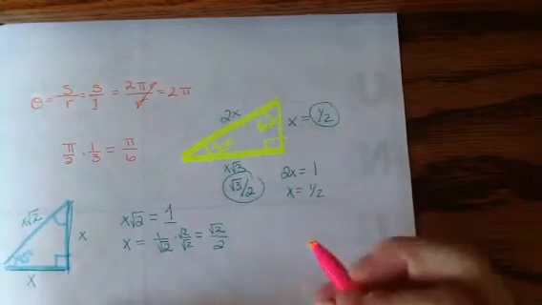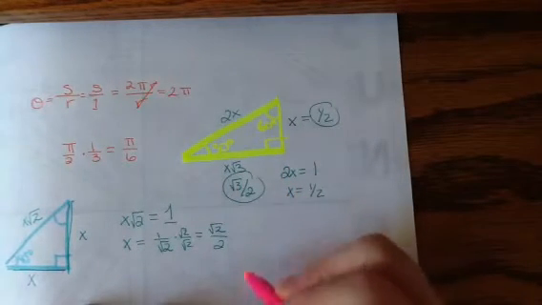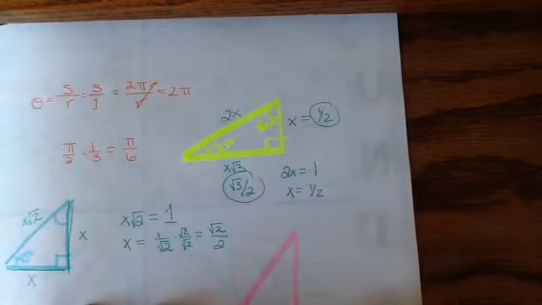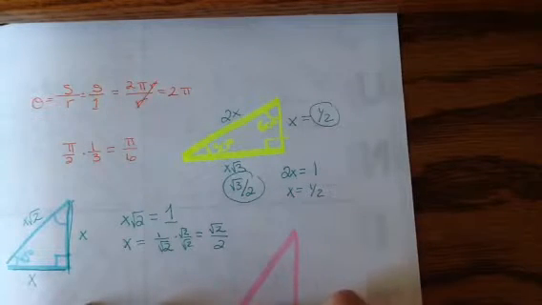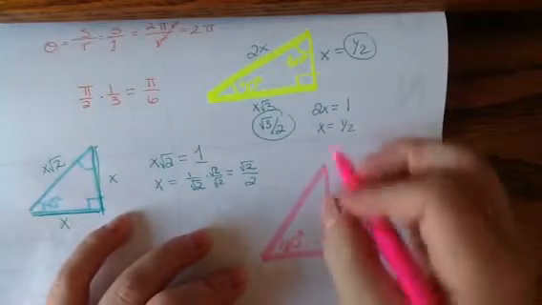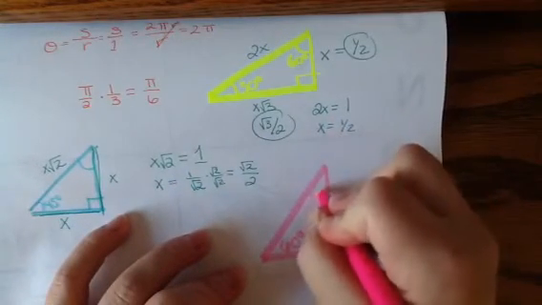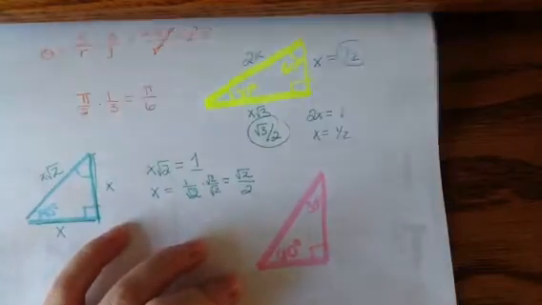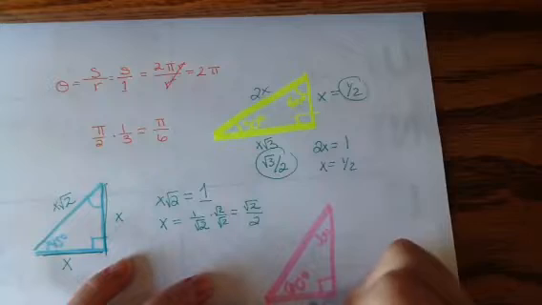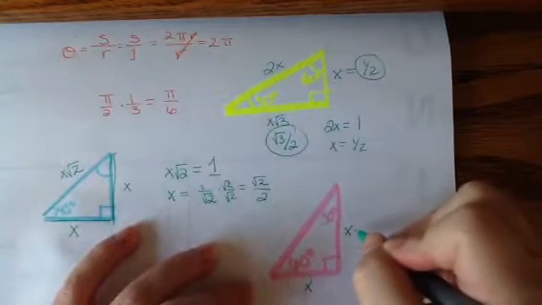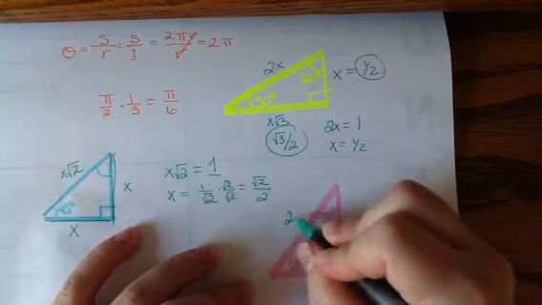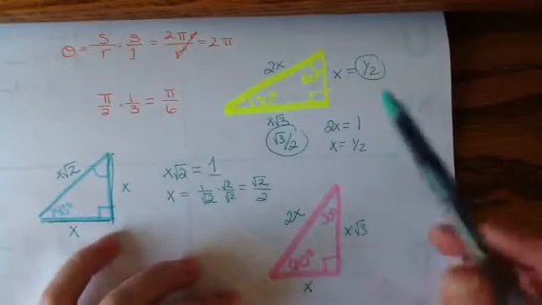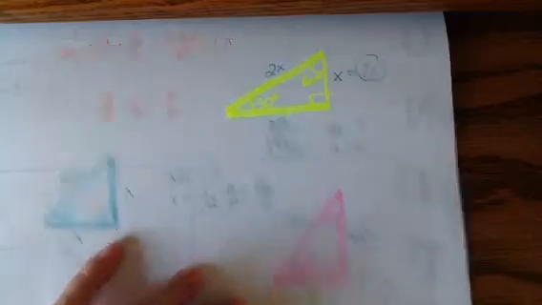I don't have a 45, 45, 90. I don't have a 30, 60, 90. I have a 60, 30, 90. So this is, oh, you can't see, sorry, that's 60, 30, and 90. And this triangle's sides are going to be x, x root 3, and 2x. But wait a minute, this looks just like this triangle. Well, that's because they're the same.